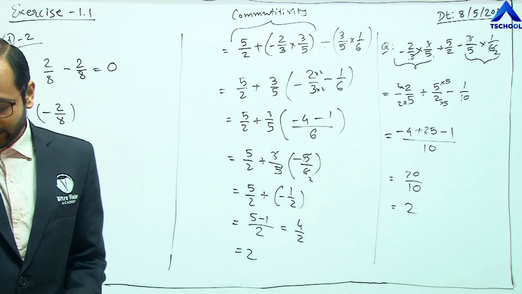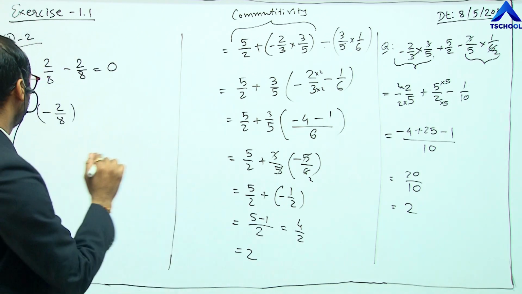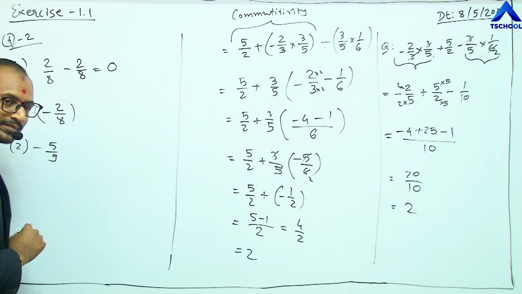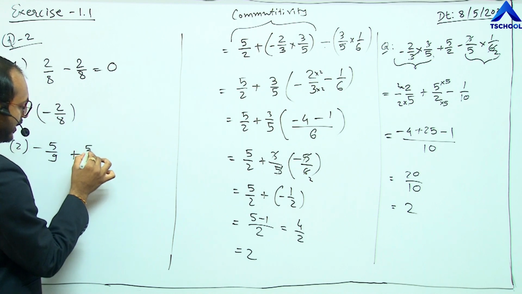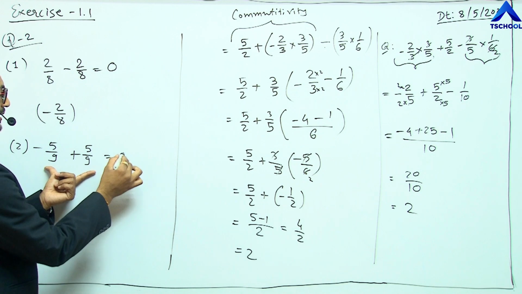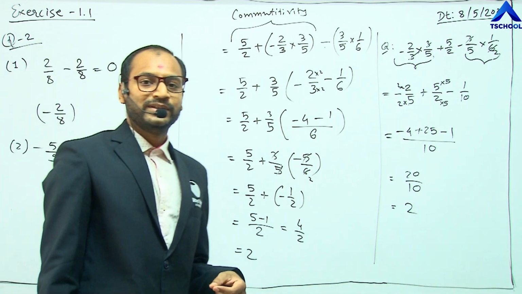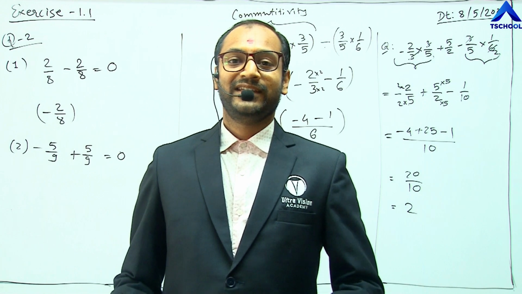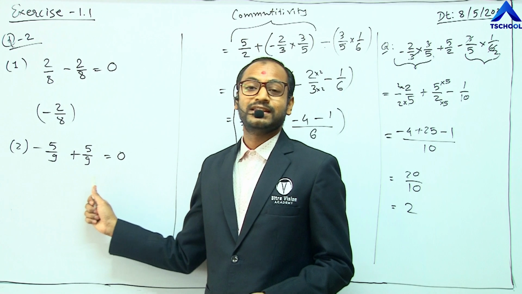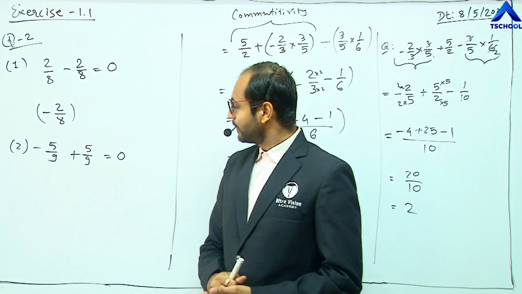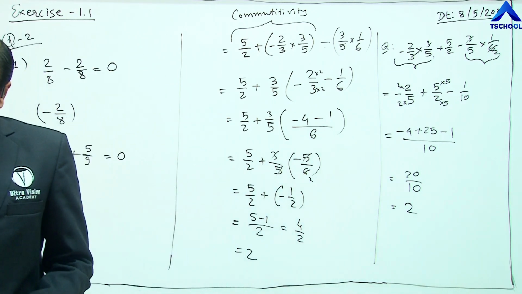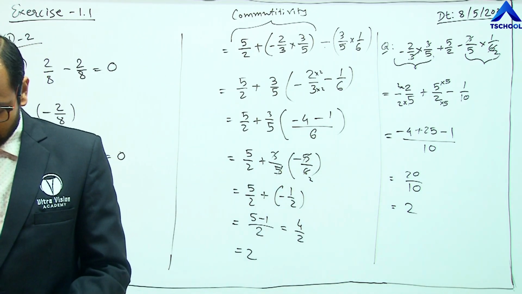Clear? Same way minus 5 by 9. So what is the additive inverse of minus 5 by 9? Of course plus 5 by 9. If we add these two values, the result is 0. So the additive inverse is the value that gives the addition 0. Now the next three sums are in your homework.